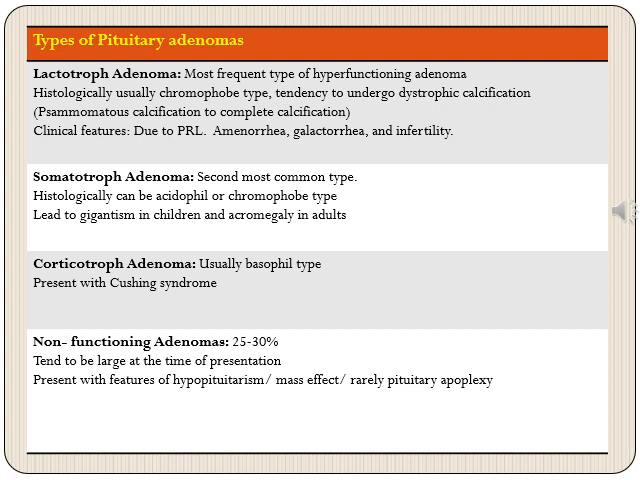They will present either with hypopituitarism, because they go on increasing in size and compress the normal pituitary tissue, leading to its atrophy, or with mass effect. These comprise almost 25 to 30% of total adenomas. They tend to be large at the time of presentation, presenting with features of hypopituitarism or mass effect, and rarely they can cause pituitary apoplexy because of hemorrhage into the tumor tissue.